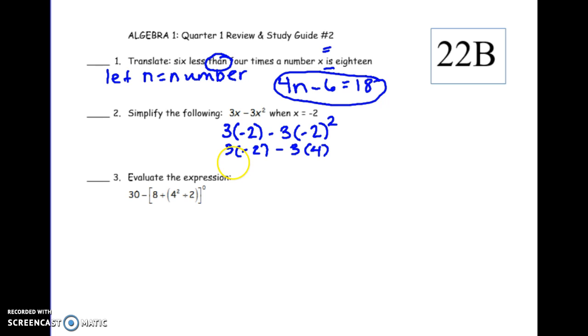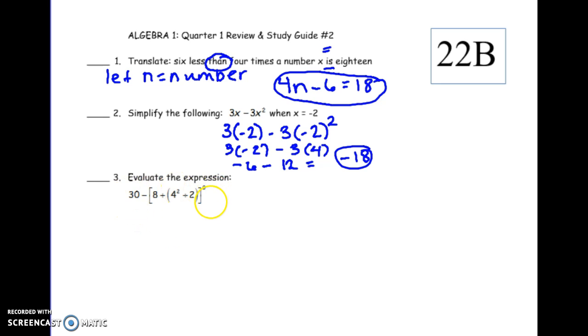Now I'm going to do my multiplication. 3 times negative 2 is negative 6, and I'm going to do my multiplication here, so it's negative 6 minus 12. Now I'm going to subtract. Negative 6 minus 12 is equal to negative 18. There's my answer for number two.